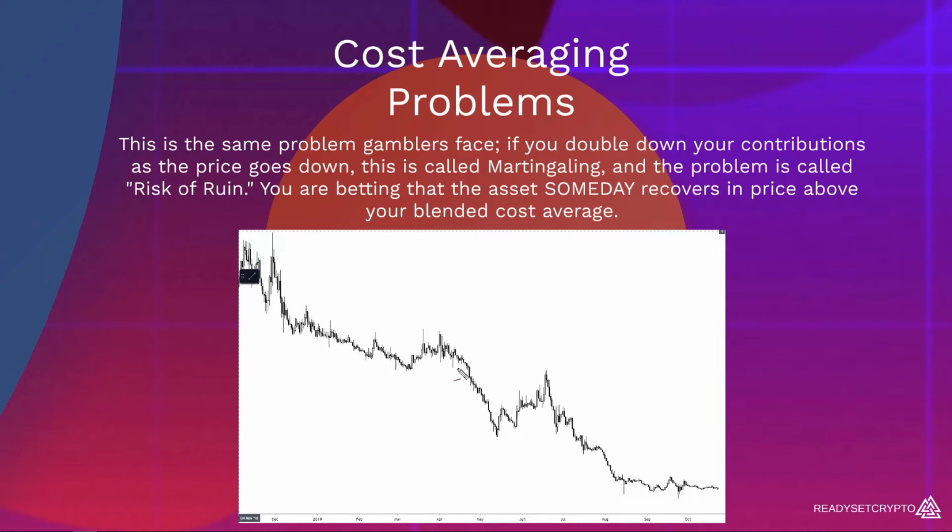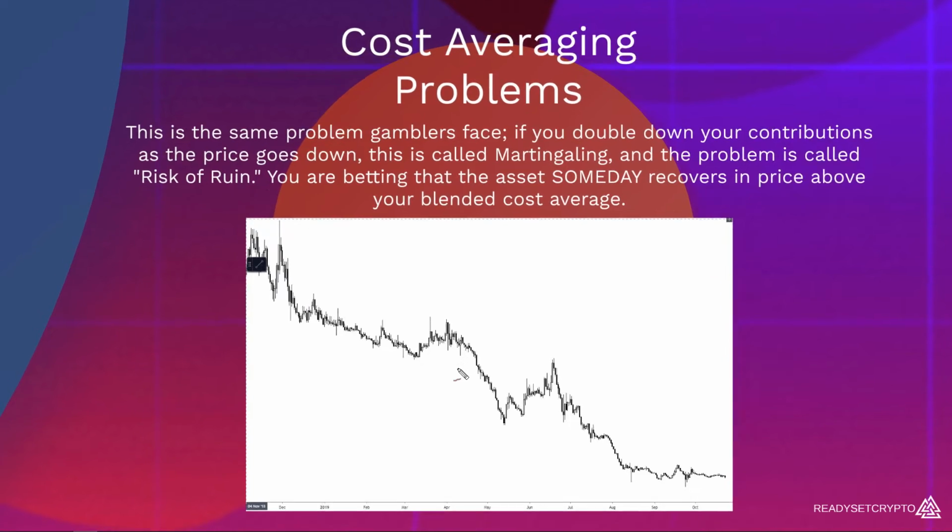Now, the problem, though, is that it's the same problem that gamblers face. If you double down your contributions as the price continues to go lower, this is called martingaling, and the problem is called risk of ruin. This is what all gamblers face. This is what we don't want to do. We don't want to be gamblers. You're betting that the asset someday recovers in price above your blended cost average.